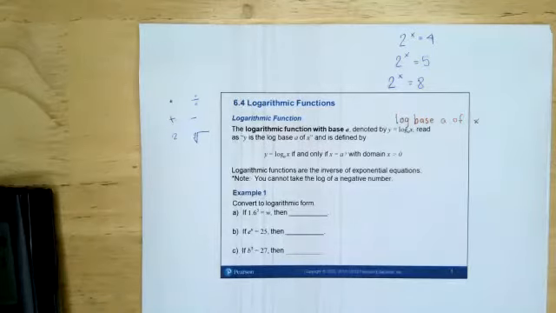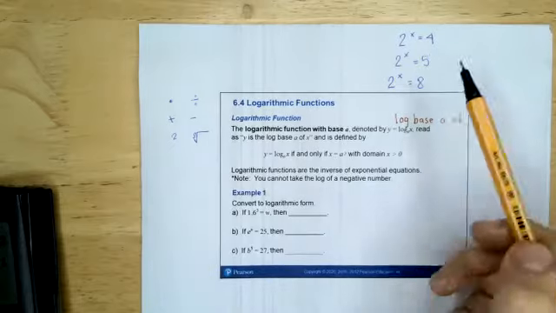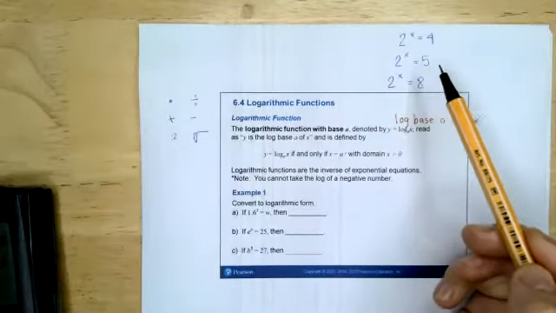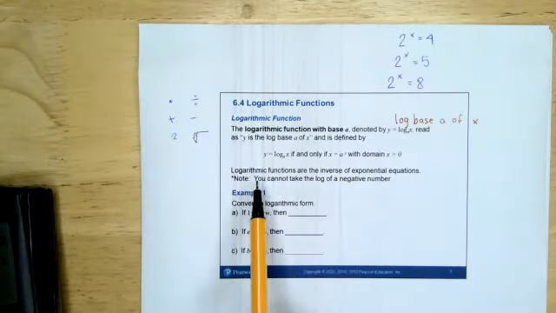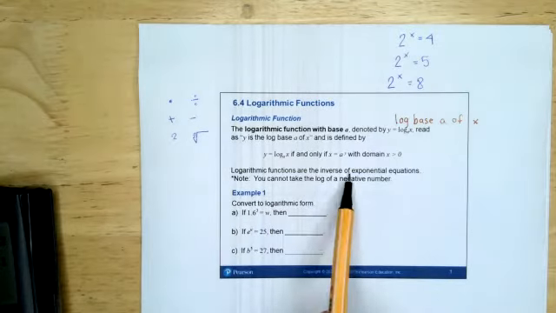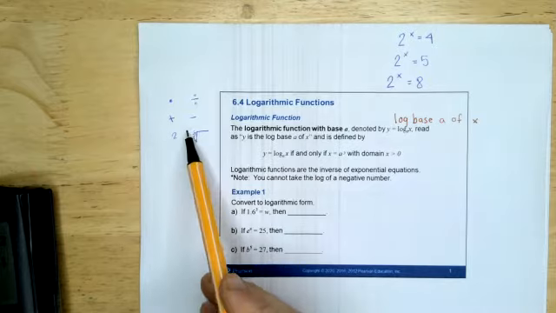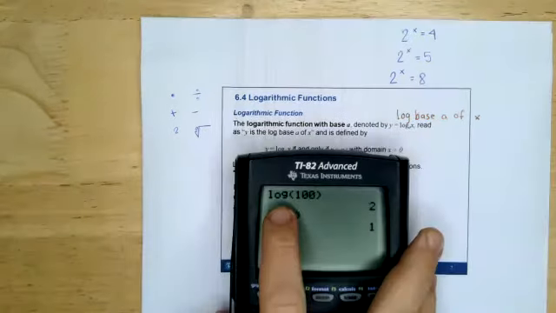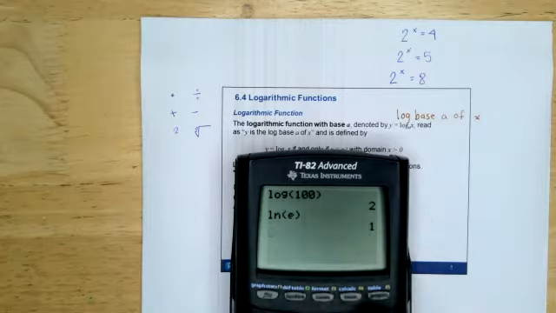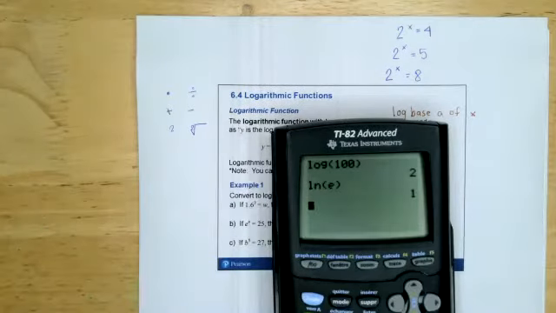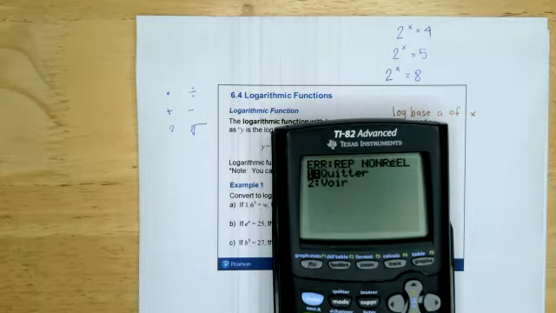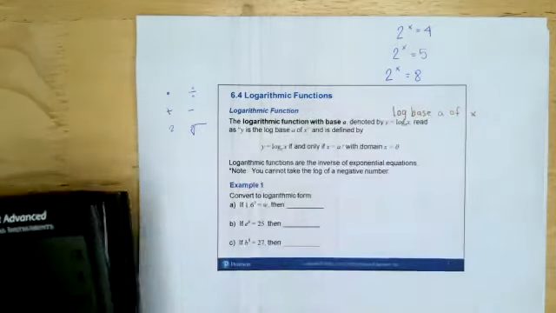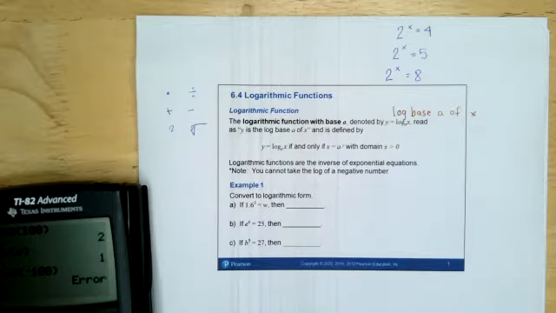So we're going to learn how to convert between logarithmic and exponential form so that we can see how to undo 2 to the power of x equals 5. Good. Important thing to note, we know they are the inverse of exponential equations. And you cannot take the log of a negative number. So we said the log base 10 of 100 is 2, but the log base 10 of negative 100 is a non-real answer. Your calculator will tell you that you can't take the log of a negative number.